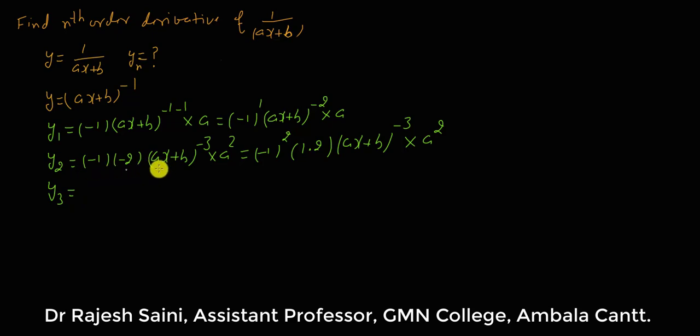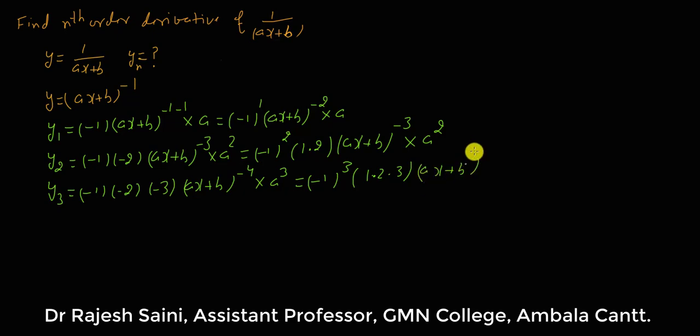differentiate this thing so that we could generalize. Rather than differentiating this, we will differentiate this so that we could get the generalization. So this is minus 1, minus 2, minus 3 (ax plus b) raised to the power minus 4 into a cube. Now I am going to collect these 3 minus, so this will be minus 1 cube, and it is written as 1 dot 2 dot 3, and it will be (ax plus b) raised to the power minus 4 into a cube.